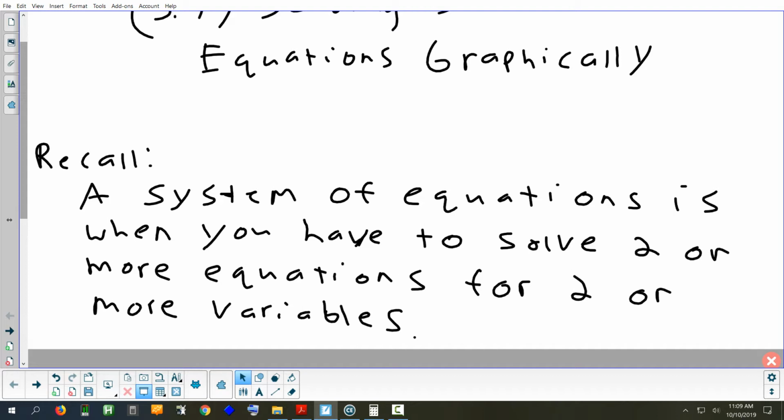Especially if you get into like 4 equations or 4 variables, now you're talking about drawing in something we can't even imagine. Because if 3 variables is like a 3D, 4 variables, you're drawing in 4D. So now sketching doesn't even make sense.